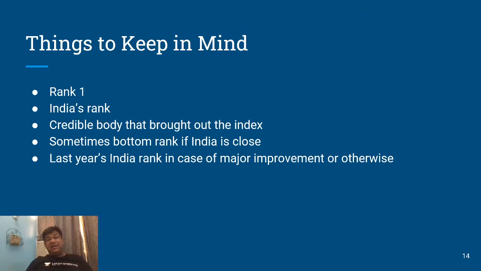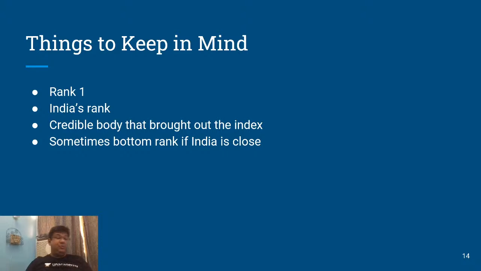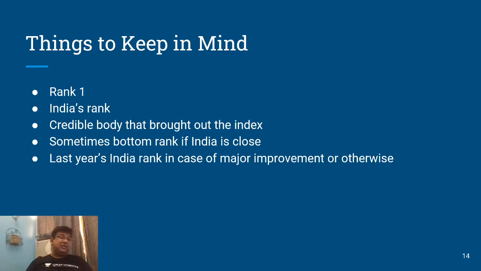So last year's India rank or a bottom rank could be important in case India is close to it, if there's something relevant about that, but not always. The first three are always important. Bottom rank is occasionally important.